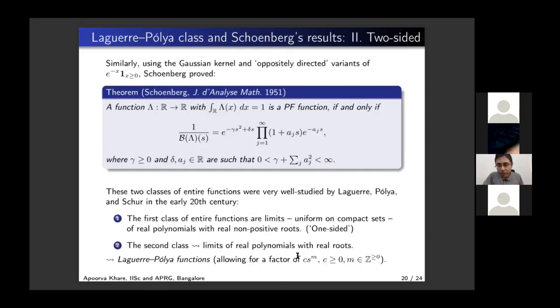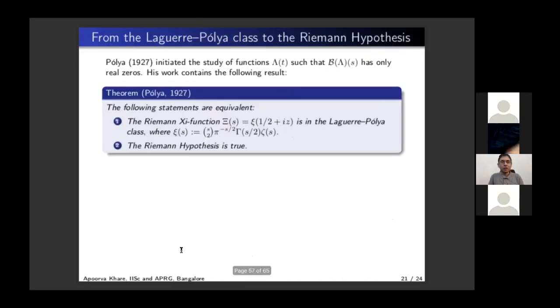So for that, I would need to have factors which are s to the power n. Anyway, modulo this extra factor of an extra monomial, these are exactly the first class of Laguerre-Polya and the second class of Laguerre-Polya entire functions. And these were very, very classical objects studied, as I said, in the late 1800s by Laguerre and the early 1900s by Polya. I will tell you the references at the end of this talk.